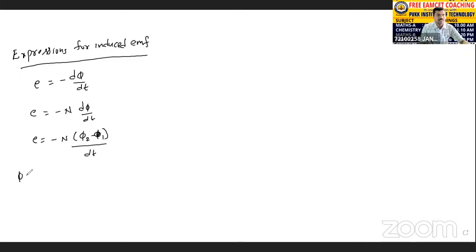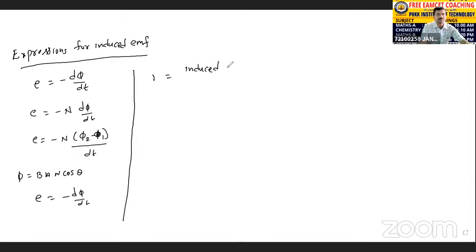Flux phi is equal to BAN cos theta, we know. So E is equal to minus d phi by dt. Next, taking current, the induced current I is equal to induced EMF by the resistance in the circuit.